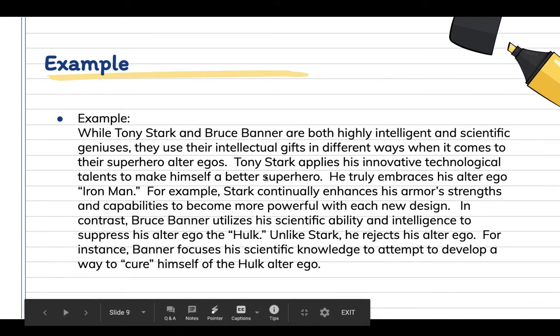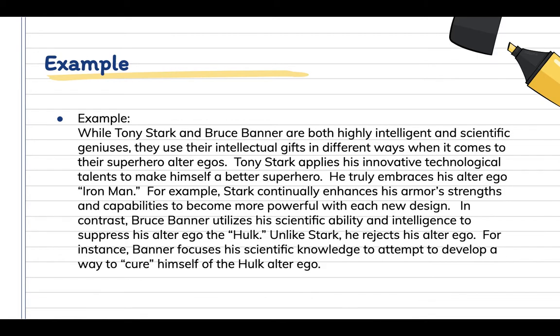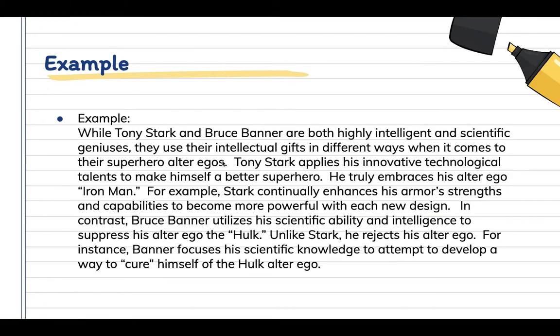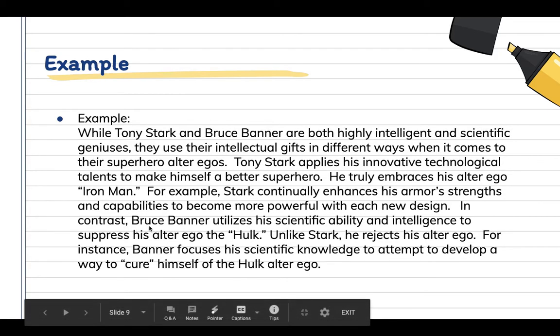Now, this is just a very rough draft. I asked my son to help me with the characters. Although I've seen the movies, I'm not as knowledgeable about them as he is. So he gave me these ideas, and I think it's a little bit repetitive. But for your first draft, for your outline, you're just getting your ideas down. If I were outlining this, I would put the first sentence as my topic sentence, and then I would have point A, the things I have about Tony Stark, and point B, things I have about Bruce Banner.